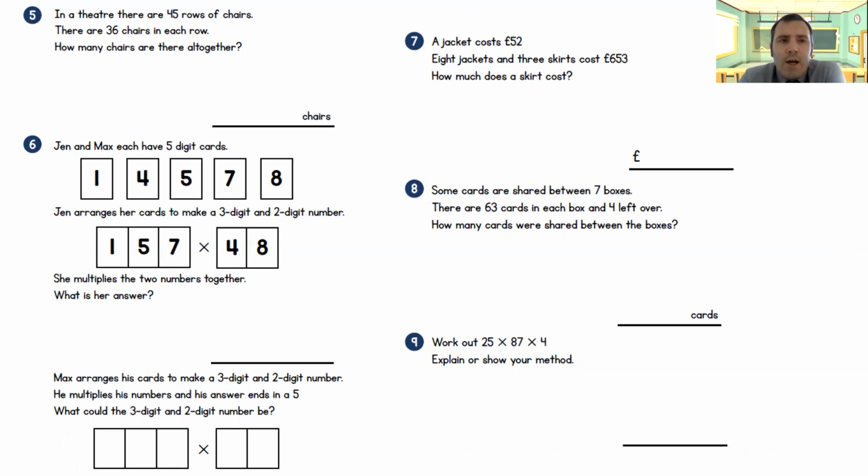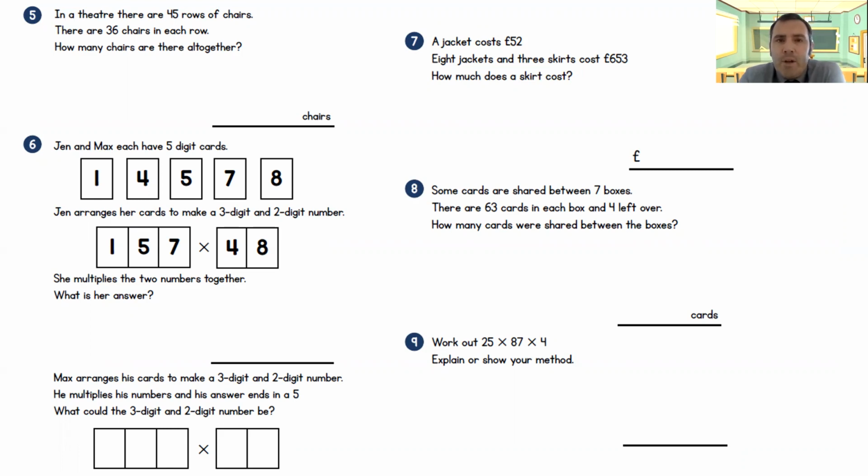Question 6. Jen and Max each have 5-digit cards. They have 1, 4, 5, 7, and 8. Jen arranges her cards to make a 3-digit and a 2-digit number. She multiplies the 2 numbers together. What is her answer? Max arranges his cards to make a 3-digit and 2-digit number. He multiplies his numbers and his answer ends in a 5. What could the 3-digit and 2-digit number be?